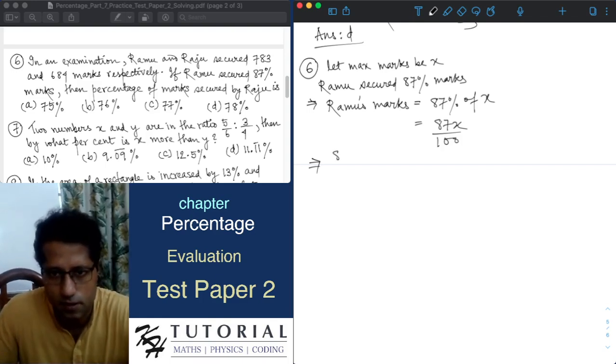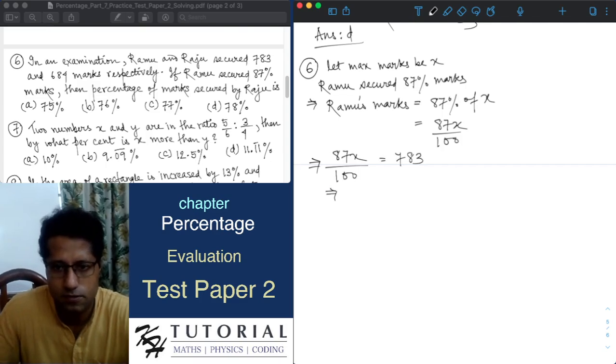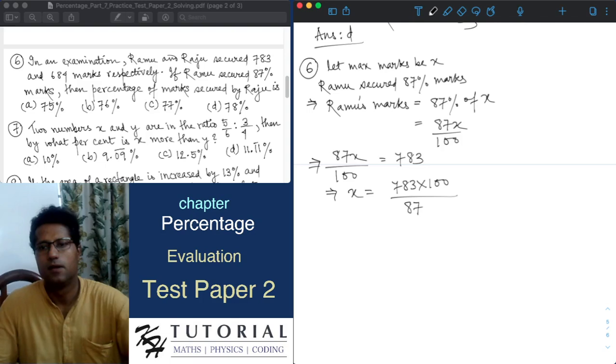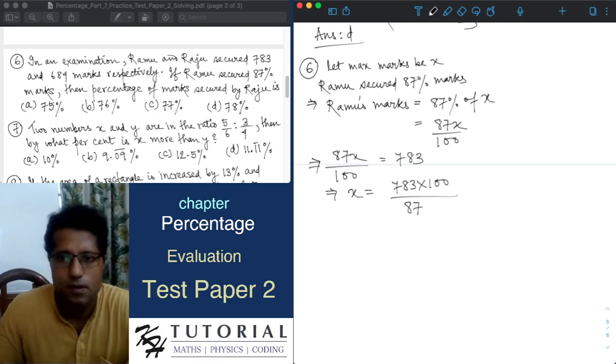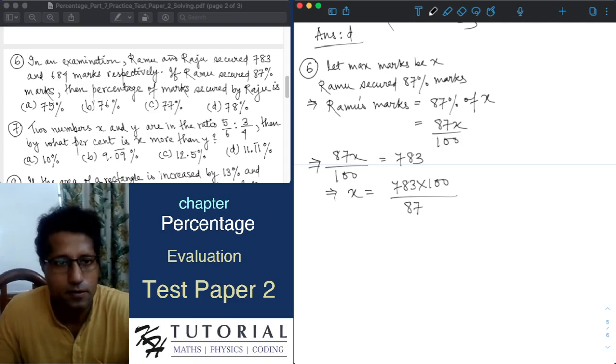Now Ramu's marks is given to be 783. So this implies X, that is the maximum marks, is 783 multiplied by 100 divided by 87. I will not simplify this as of yet. I will keep it like this. So now we have to find the percentage of marks secured by Raju. So this is the maximum marks.